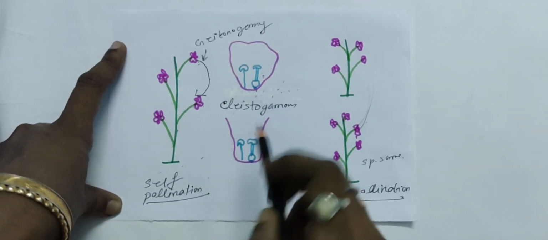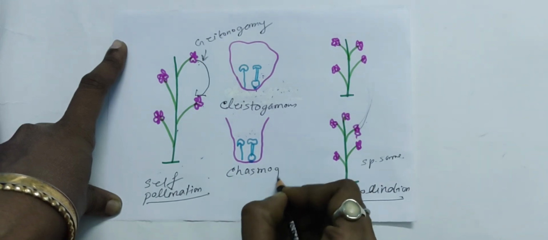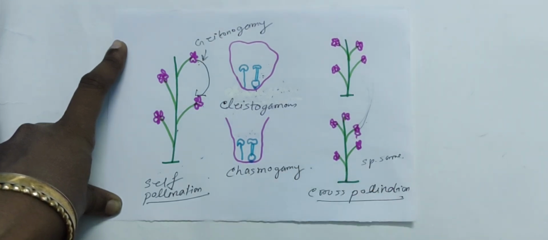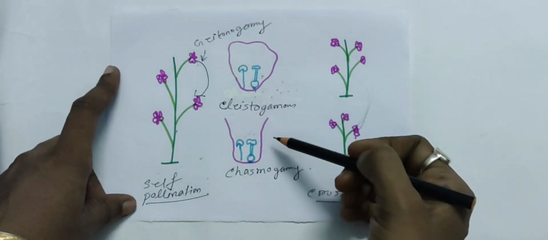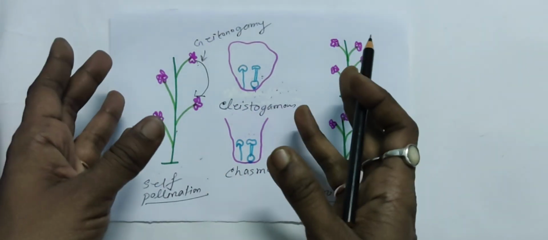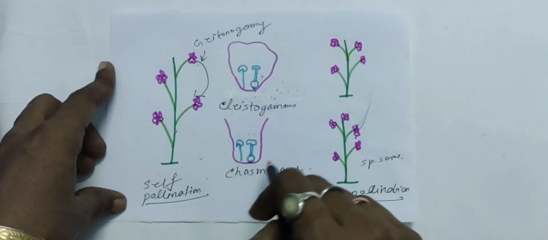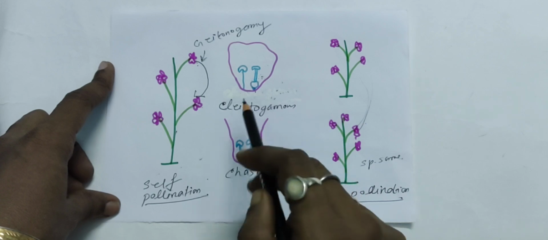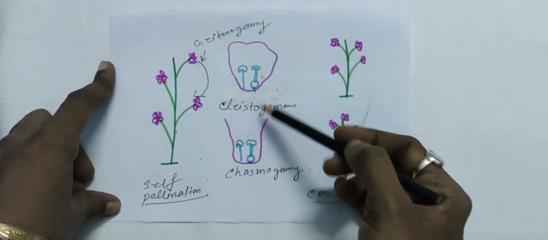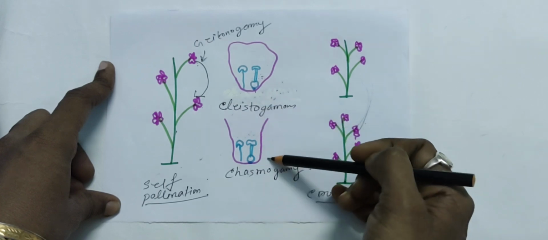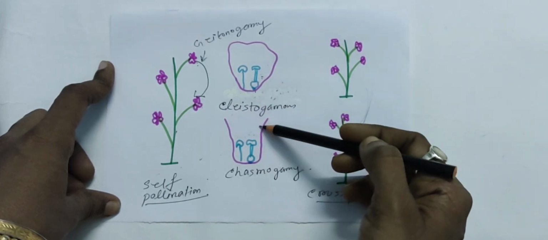And for the cleistogamous flower, here the flower petals are closed, and if the petals are open, that kind of flower is called chasmogamous. Here the petals are open, but here petals are closed. Here this is a cleistogamous flower. This is a chasmogamous flower. So cleistogamy and chasmogamy, these are autogamy because the fertilization is occurring in the same flower.